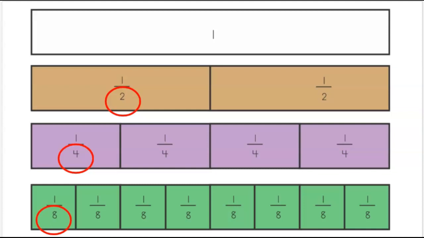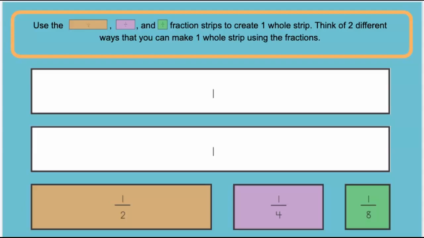Now that we have explored fractions a little more and made our fraction strips, let's look at our Seesaw activity for today. Today in Seesaw, your activity is asking you to use the brown 1/2 strips, the purple 1/4 strips, and the green 1/8 strips to create one whole in 2 different ways. Now let's go to Seesaw and see how we can do that.